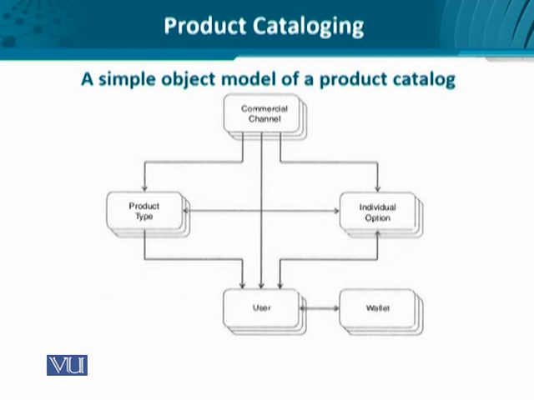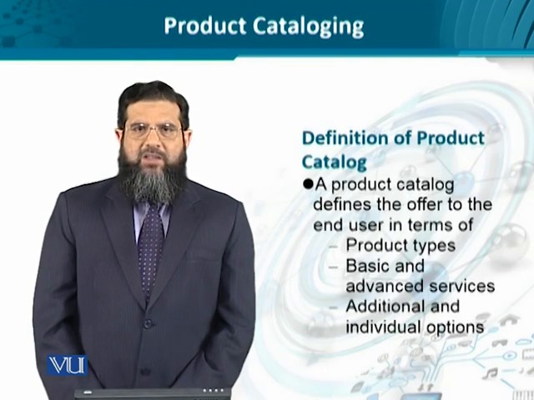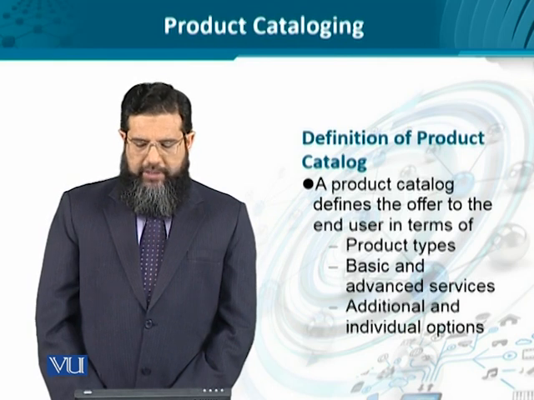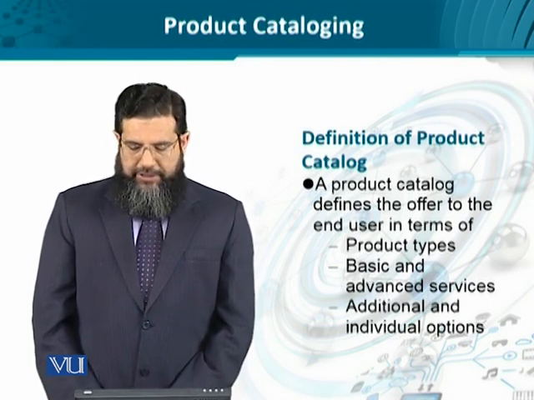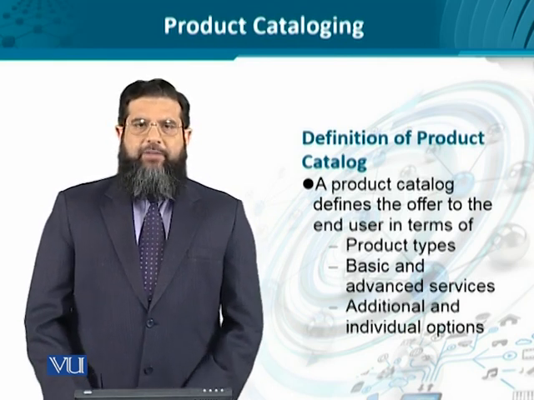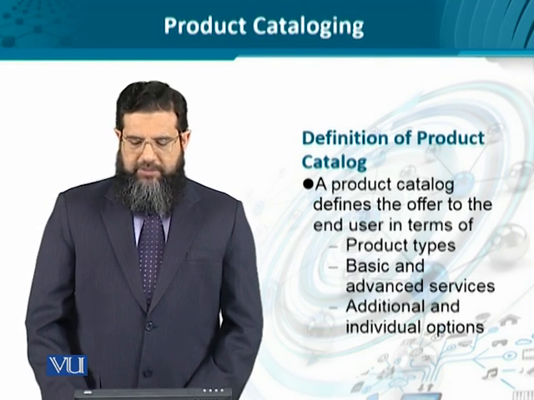We also see commercial channels, or the communication means through which the product is offered. In this case, we look at commercial channels like broadband wired connectivity, wireless connectivity, or any other particular type. So essentially, the product is described by the catalog with its basic and advanced features and individual and additional options.